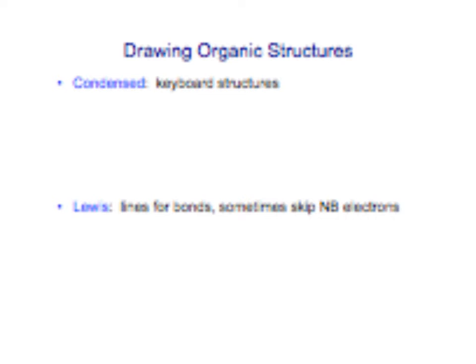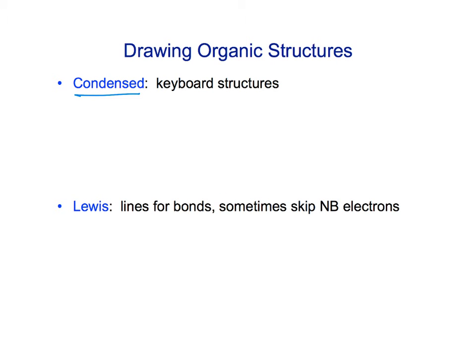The first is called a condensed structure, and this is essentially what we could draw if we were using a keyboard. So it would be something like CH3, CH2, CH3. So it's all in a line with subscripts telling us how many of each of the atoms we have. We may see condensed structures that have parentheses, and those parentheses tell us that the group that's in the parentheses is attached to the atom to the left.